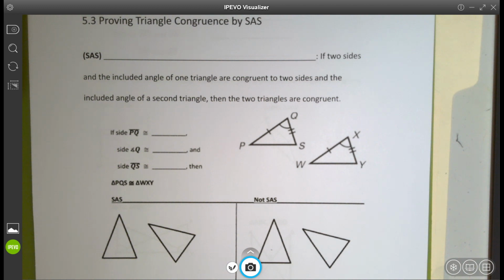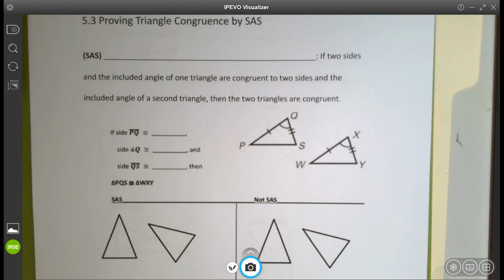All right, so today we're going to continue on with triangles, and we're going to prove triangles congruent a shorter way. Before, we proved triangles congruent by the definition of congruent triangles, meaning proving 3 pairs of congruent sides and 3 pairs of congruent angles, which is kind of tedious. So now we're going into some shortcuts.